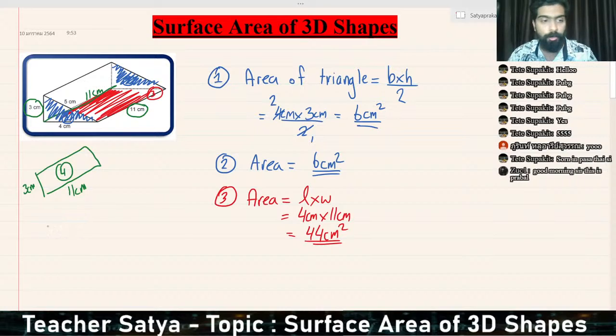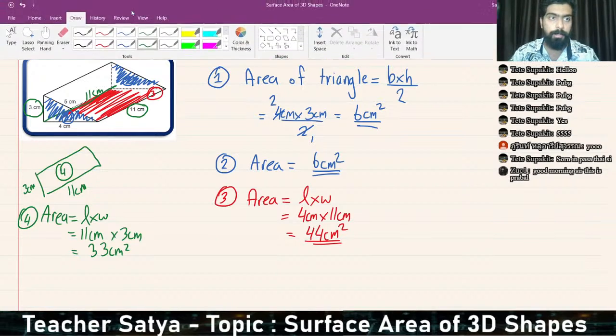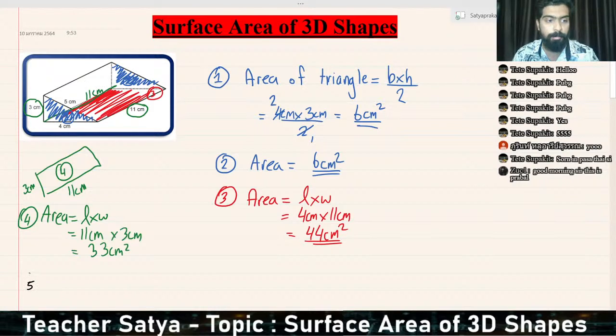So in order for us to find the area of number 4, again let us start off with the formula, which is length times width, which is 11 cm times 3 cm, which is equal to 33 centimeter square, right guys? 33 centimeter square. And finally we have the sloping rectangle, right guys? The slope rectangle, which let me call figure number 5.